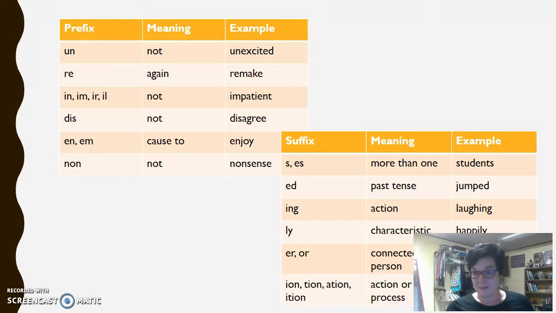The suffixes, some of the most common are the s or es, which just means it's more than one. So student becomes students, meaning we have more than one student. Ed is past tense. So from jump to jumped, and so on. Again, this poster will be up in the room, and we can use it when we're using the skills we learned today.